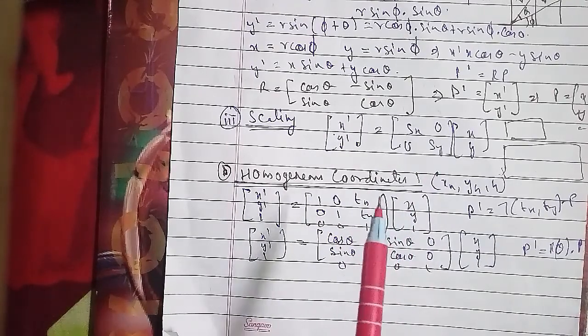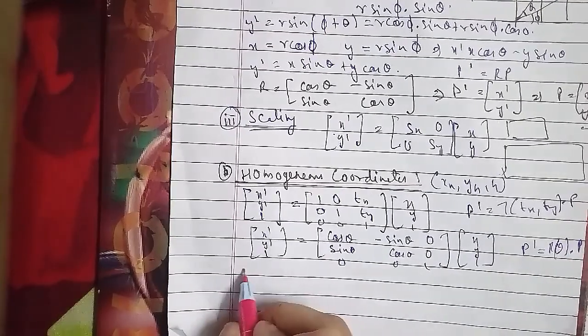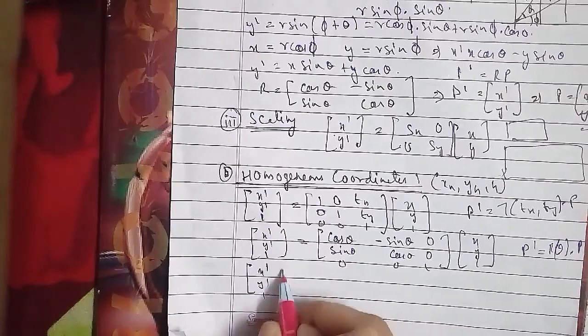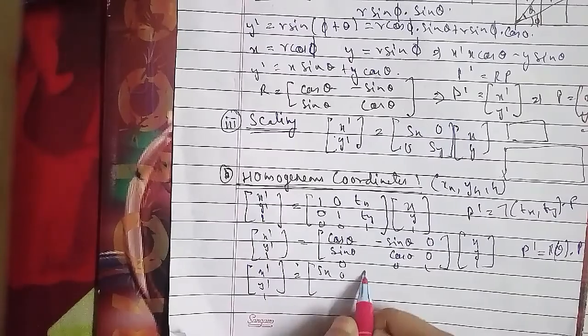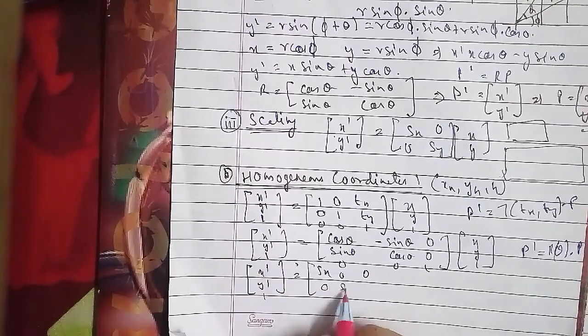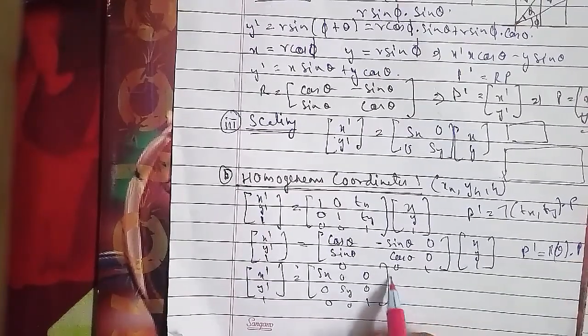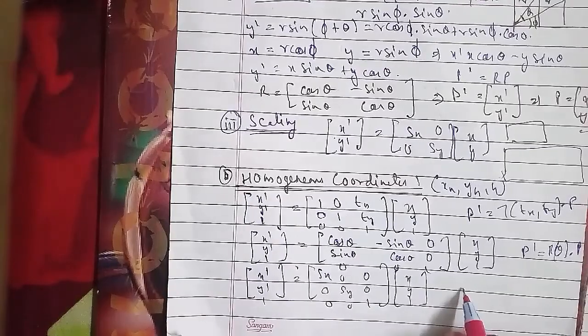Now we'll discuss another one in detail: prove that two successive translations are additive, or otherwise, discuss the composite transformation with relevant examples. First we'll discuss the composite transformation, and then we'll discuss the translation as well.